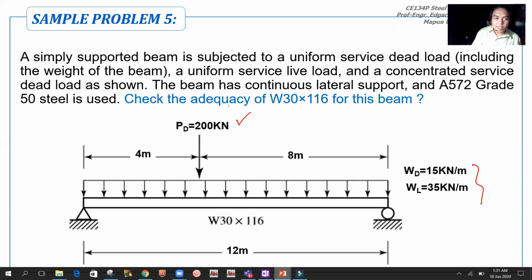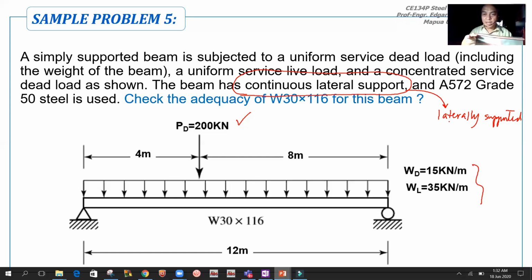Anong ibig sabihin ng statement that the beam has continuous lateral support? Okay. So ang ibig sabihin ng statement na yan, the beam is considered as laterally supported na siya antemano. Ibig sabihin, hindi mo na kailangan i-check yung lateral support condition, yung LB, LR, tsaka LP. Hindi mo na kailangan gawin yun. Kasi nasa statement ng problem na continuous lateral support daw siya. Ibig sabihin, lateral supported siya. Ibig sabihin, hindi siya magkakaroon ng lateral displacement.